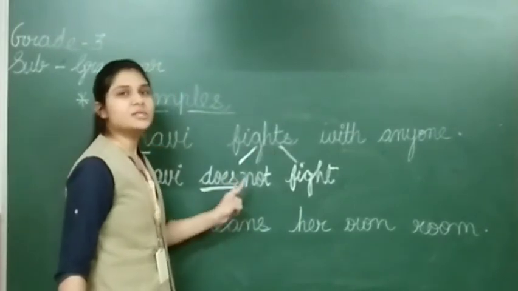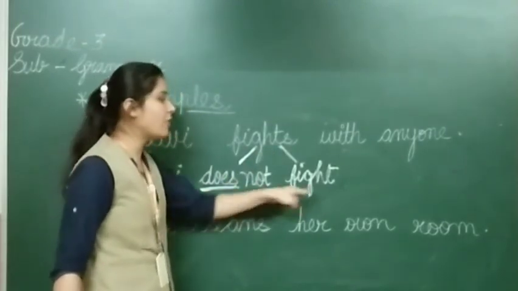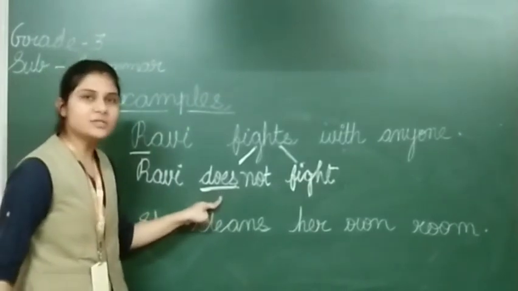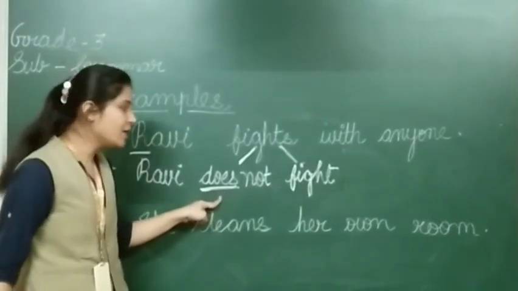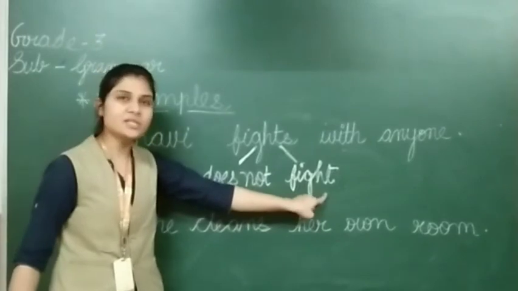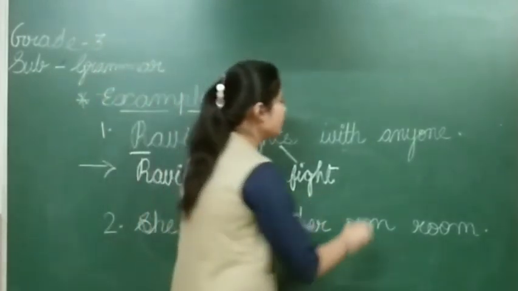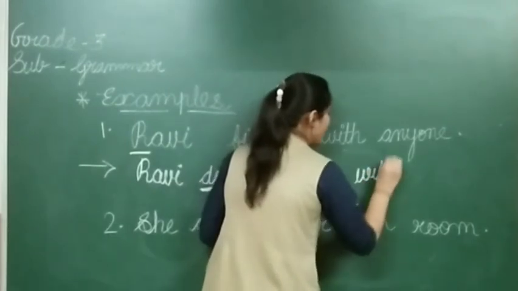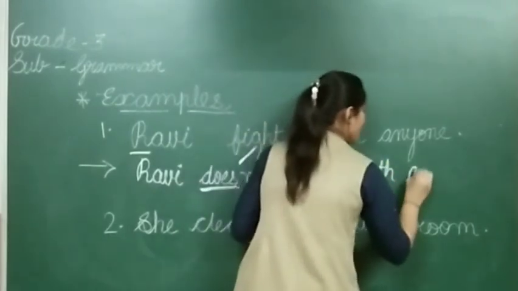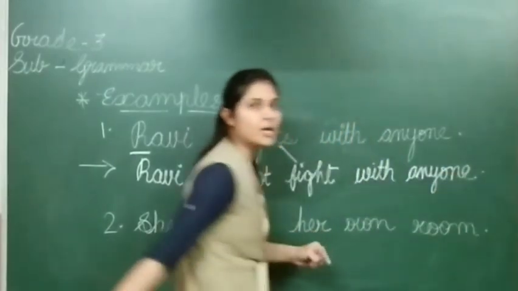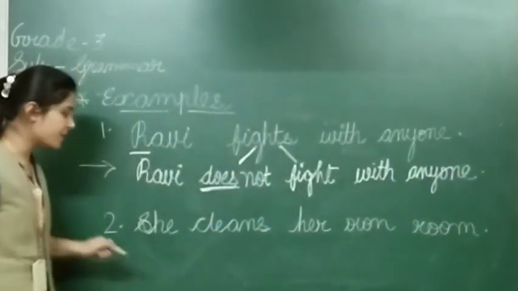ये singular का sentence है. Then also we are writing fight in the simple form because we have already written here S form. Does हमने लिख चुके हैं इसलिए यहाँ पे S नहीं लिखेंगे. Only fight we will write. The fight same as it is we have to write with any one. Okay. Now come to the next example.